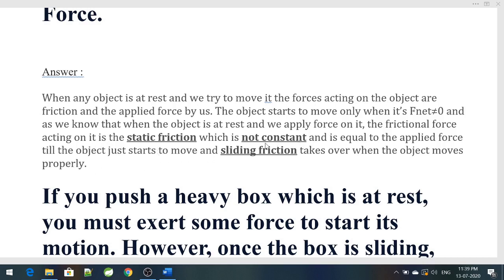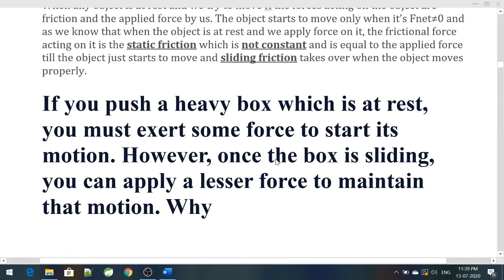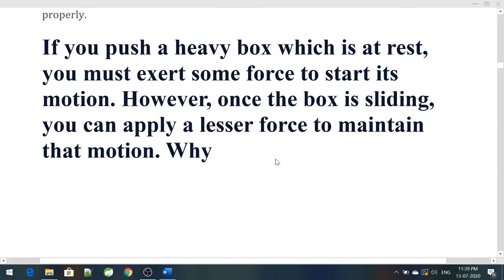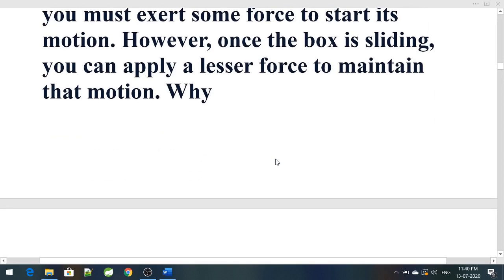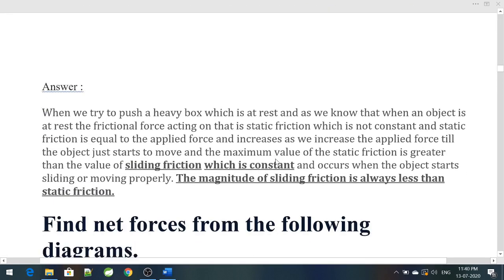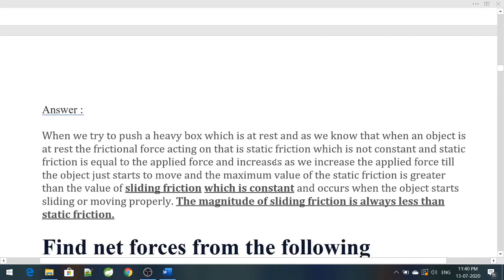Since it is not constant, if we apply more force and the object starts moving, sliding friction takes over once the object moves properly. If you push a heavy box which is at rest, you must exert some force to start its motion. However, once the box is sliding, you can apply a lesser force to maintain that motion. Why? Because the sliding friction takes over.